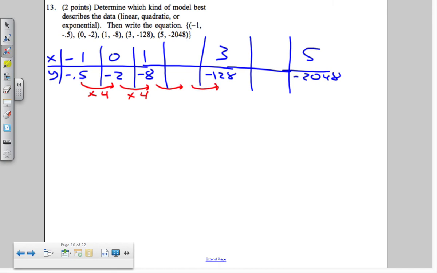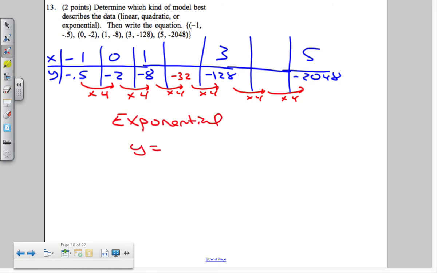If I wanted to put it in, I could figure it out that it'd be negative 32, and then negative 32 times 4 would be that. And that pattern would hold as well. If you multiplied by 4 2 more times, you get there. So this is exponential, where the a value, the y-intercept is negative 2, and the b value is 4.